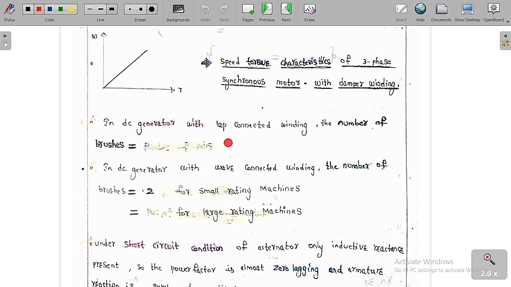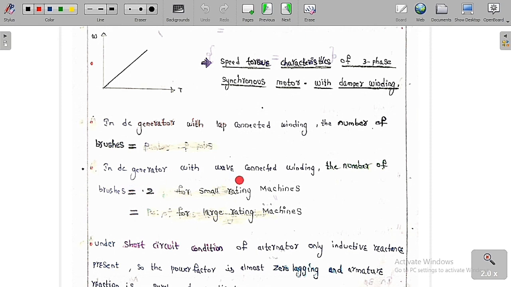In a DC generator with lap connected winding, the number of brushes is always equal to the number of poles. I have already told you the number of parallel paths is equal to the number of brushes that we are going to require. In lap winding, the number of parallel paths is equal to the number of poles. Therefore, the number of brushes required for lap winding is equal to the number of poles.